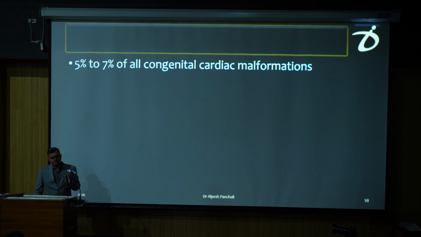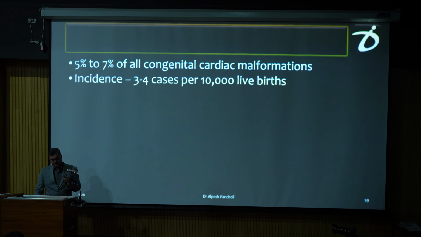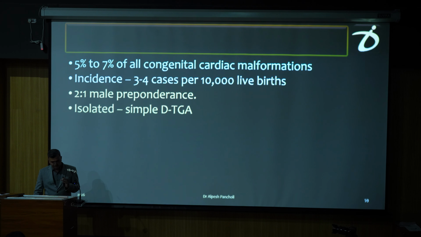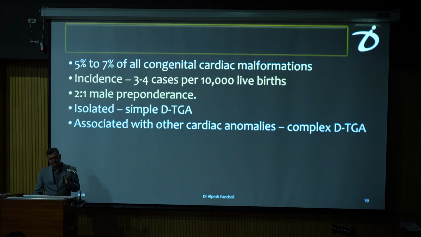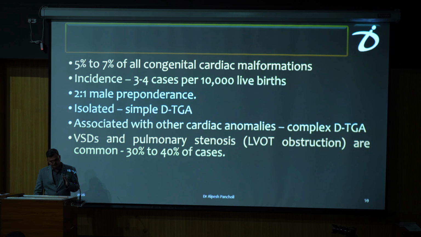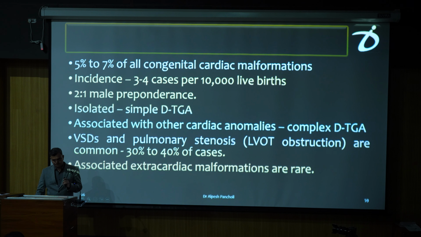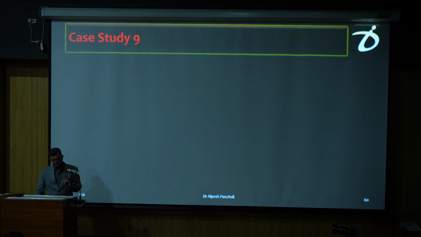So it accounts for 5 to 7% of all congenital malformations. Incidence is about 3 to 4 cases per 10,000 live births. There is slightly male preponderance. Isolated, it is known as simple DTGA. If it is associated with other cardiac malformation, that is known as complex DTGA. And VSD and pulmonary stenosis are common in about 30 to 40% of the cases. And associated extra cardiac malformations are very rare, and association with chromosomal problems is also very rare.